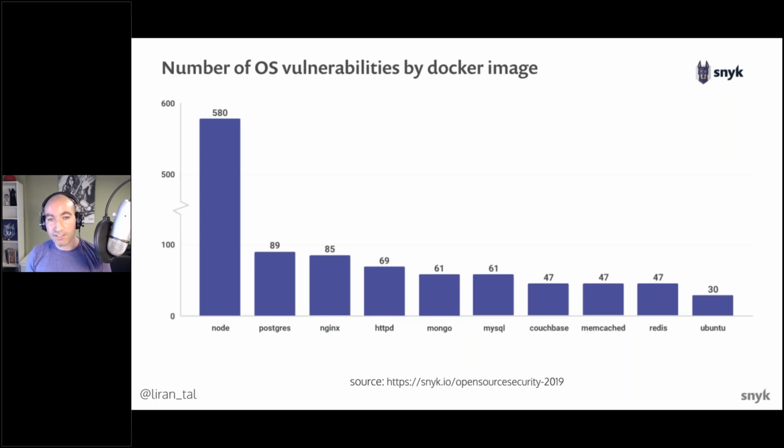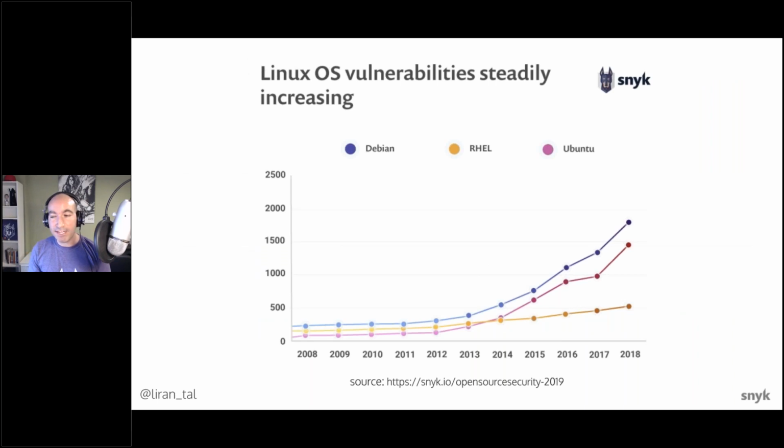You can see the official Node.js image ships with 580. I've run the numbers pretty recently just to have a comparison here, and it was pretty much the same. It was a few numbers up and down, but the overall trend across all of those 10 images is pretty much the same. Looking at it from another perspective, any of those Docker images that you pull here have at least 30 publicly known vulnerabilities in them that you just take in by default.